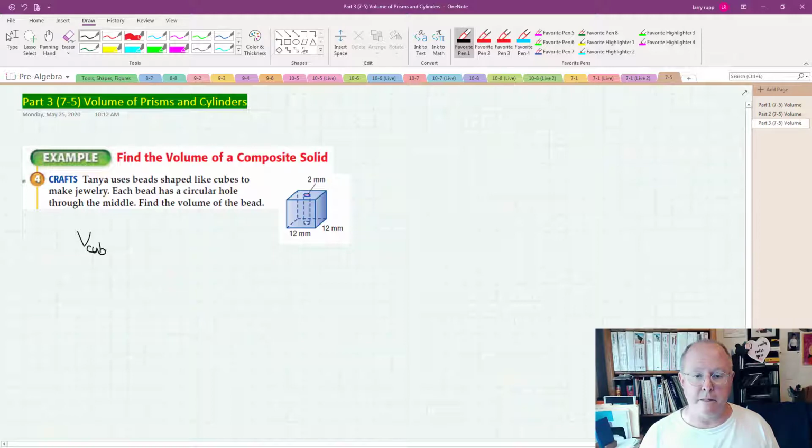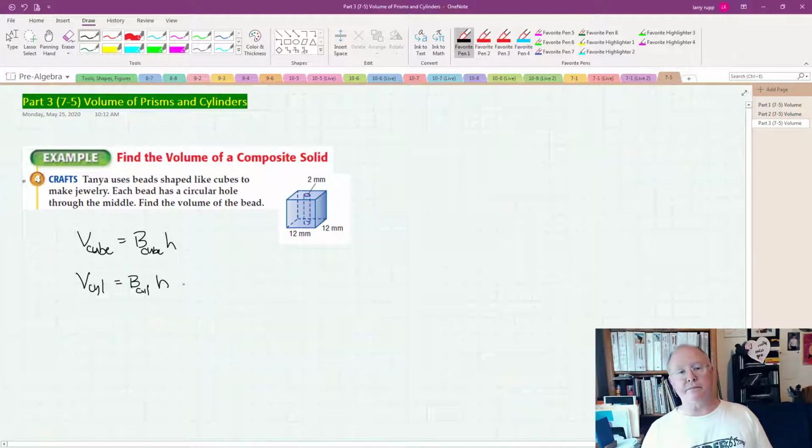Okay. And that's going to equal the base of the cube times the height. And that's one. And then the other geometric shape you have is the volume of that cylinder. And that's going to equal the base of that cylinder times the height. Now you'll notice in this case that the height is going to be the same for both of them. If you look at the picture, you'll understand why. So H is the same for both.